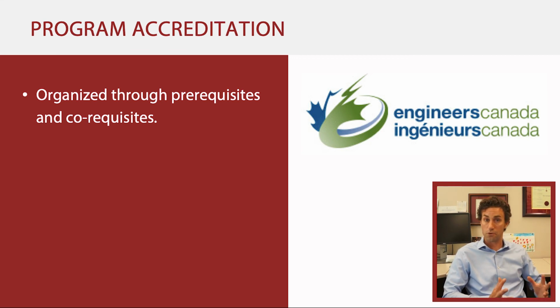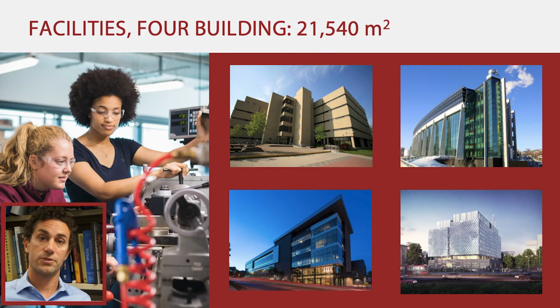Now, the entire program is accredited by CEAB. This means that your degree is a professional degree, and once you obtain your degree, then you are allowed to apply for a license, an engineering license, which will allow you to call yourself an engineer and as well use the term PEng. The Faculty of Engineering is composed of 4 buildings.